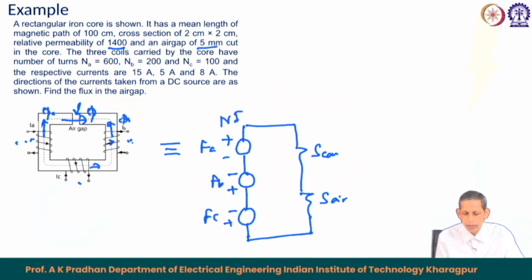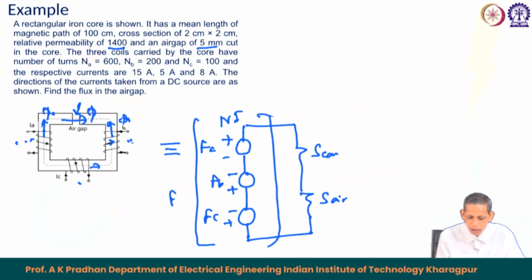The corresponding number of turns N and I for each coil is given to us. So, we can find the corresponding equivalent mmf F from this. N I mmf is given, and from the core part and the air gap part we can add the corresponding reluctances, and then you can find F equals S into phi, and from there you can find this phi for the circuit.